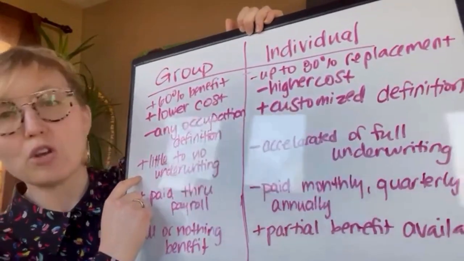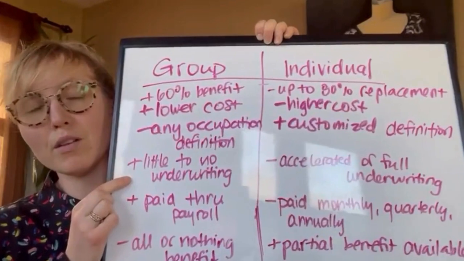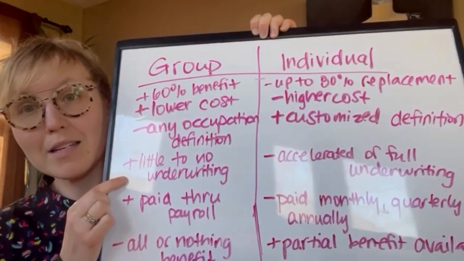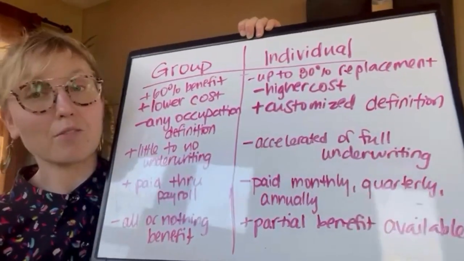You have little to no underwriting with group coverage. If you enroll right away when you're employed somewhere, there is no underwriting. If you enroll during open enrollment, then you typically have to answer a few health questions, but it's a very accelerated underwriting.